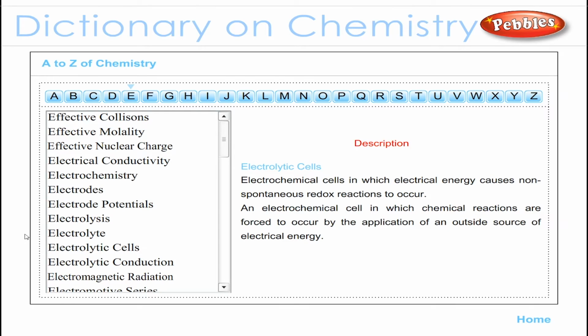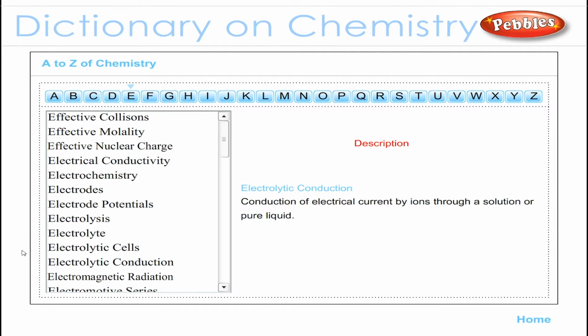Electrolytic cells: electrochemical cells in which electrical energy causes non-spontaneous redox reactions to occur. An electrochemical cell in which chemical reactions are forced to occur by the application of an outside source of electrical energy. Electrolytic conduction: conduction of electrical current by ions through a solution or pure liquid.